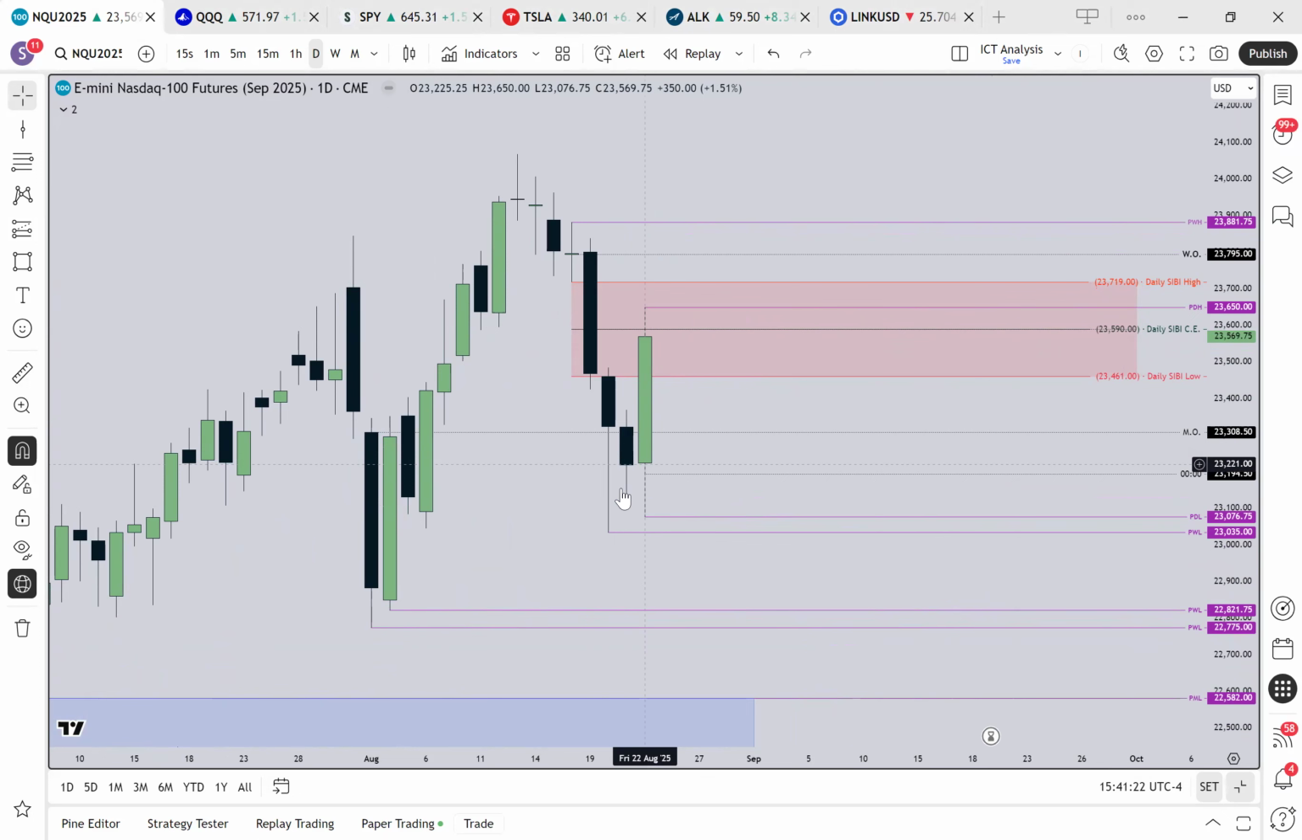Last Friday, price traded back up into this inefficiency on the daily chart here. So far, respecting the consequent encroachment of that inefficiency, leaving behind the weekly low, the daily low, Friday's high, and last week's high up here. And we've got, in relative close proximity, prior weekly lows down here.